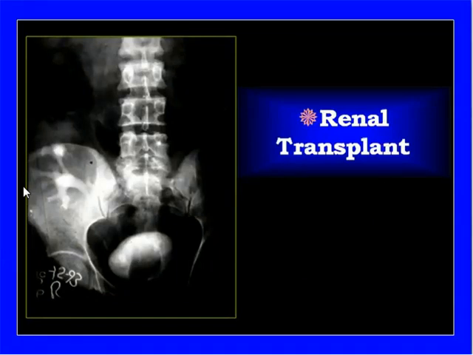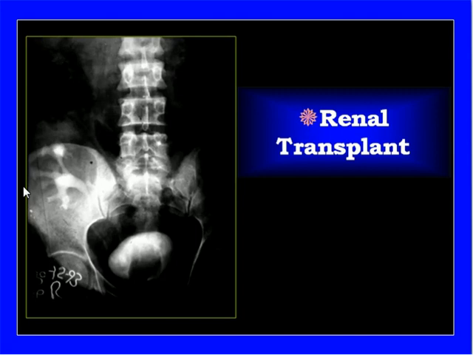Now we are coming to the renal transplant. Renal transplant is mostly done in the condition where there is end stage renal disease. So the transplant kidney is mostly placed in the right iliac fossa, where the union of the renal vessels is performed with the iliac vessels.